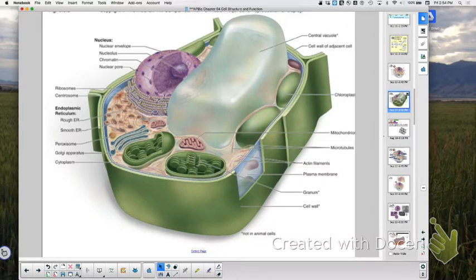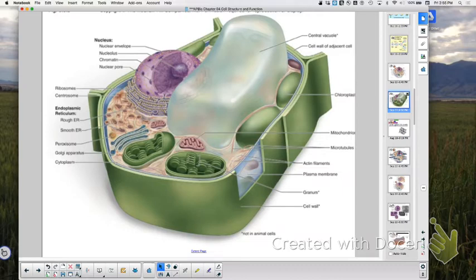What else is unique? Cell wall. What is it made out of? Cellulose. Good. What's a fungal cell wall made out of? You're so smart. What else is unique? Chloroplast. Okay? So do plants do photosynthesis and animals do cellular respiration? No. Who does cellular respiration? All cells. Yeah, all cells. Okay? All right, good. Very good.